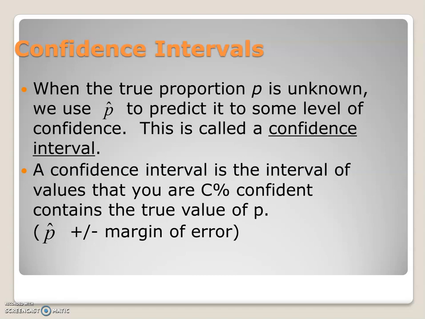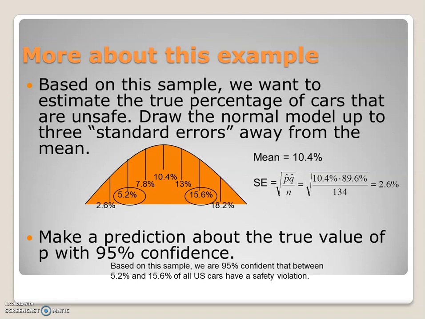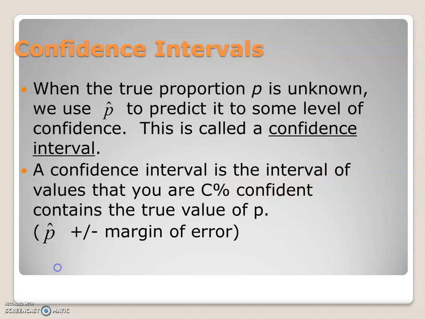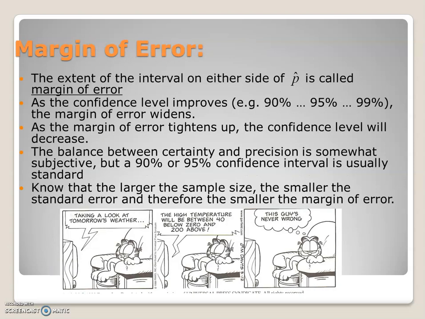So in our sample, we had 10.4, okay? So if I add my margin of error, I get to the upper limit. If I subtract the margin of error, I get my lower limit, and then we are between those two values. So it says the extent and the interval to either side of p hat is called your margin of error.